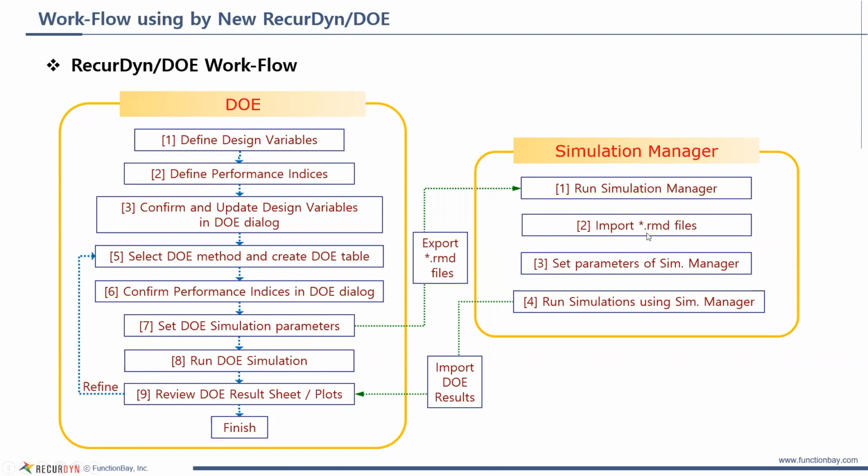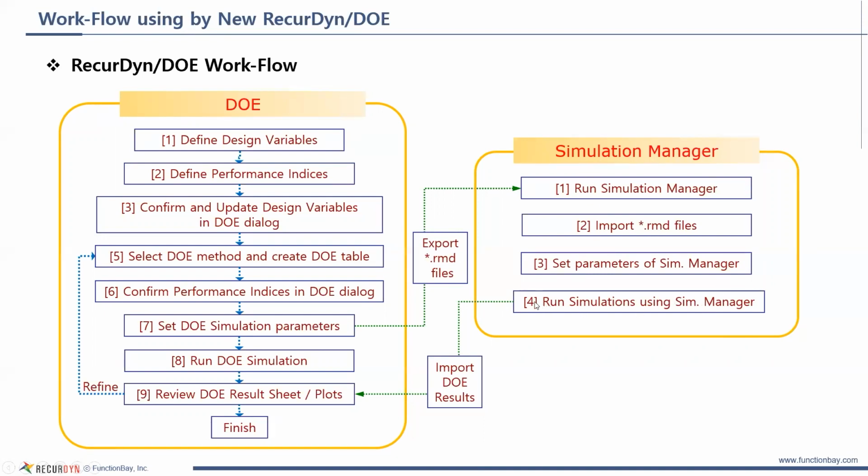And so if you use that option, you'd click on a certain button to open up the simulation manager, import all the RMD files that were exported in the previous step, and that would basically help the simulation manager know what simulations to run. And then there are certain parameters for the simulation manager, such as the number of cores available to use, and then you would go ahead and run the simulations within the simulation manager.